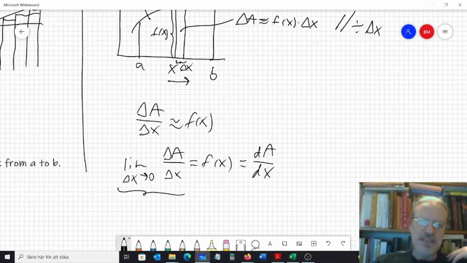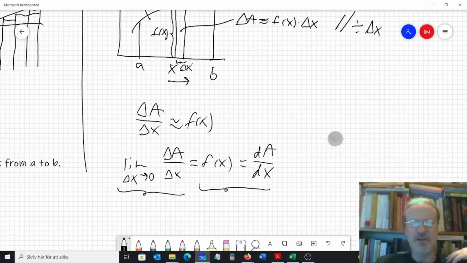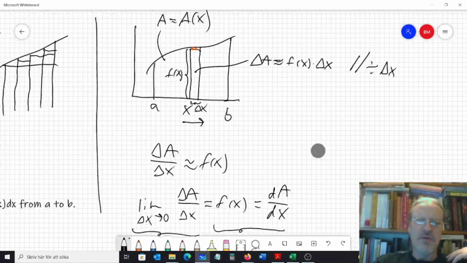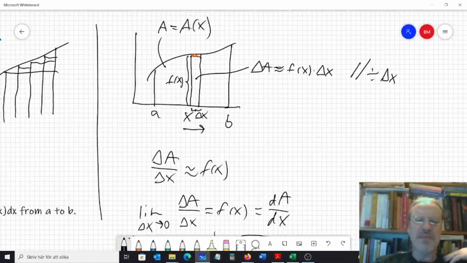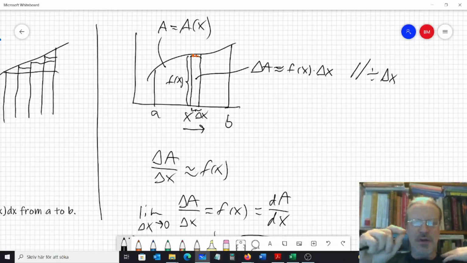And by the way, this formula is reasonable: the rate of change is proportional to the function. If we look at the original problem, we can see that makes sense, right? The rate of change of the area as we move the point x should be equal to the function value there, since we multiply f of x by delta x. So it makes sense that the area will grow in proportion to the function value at the point.